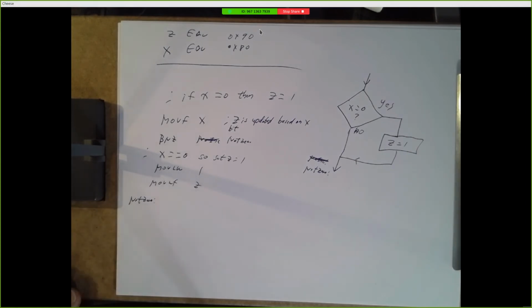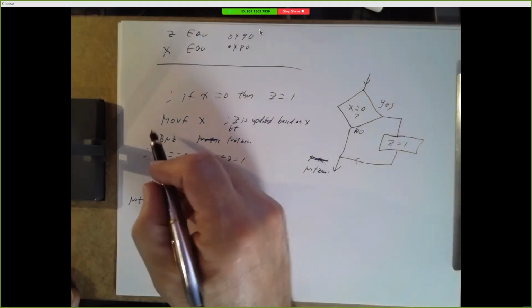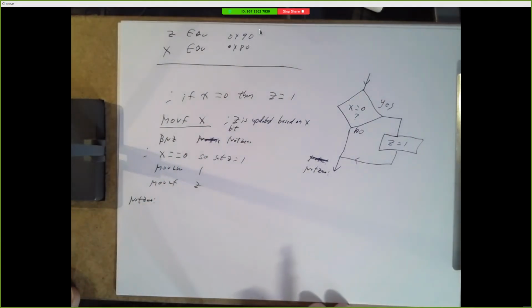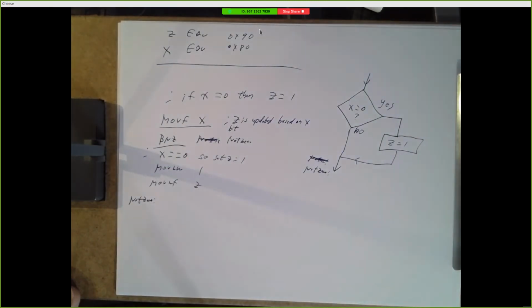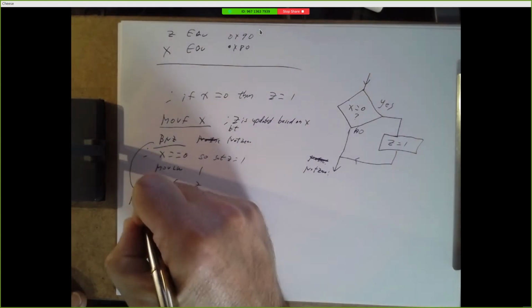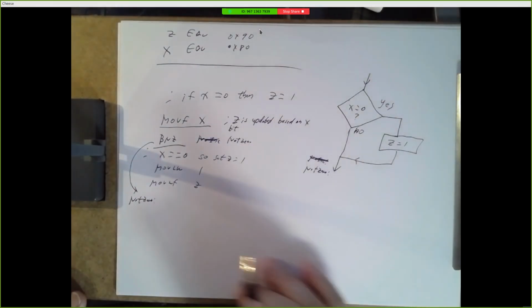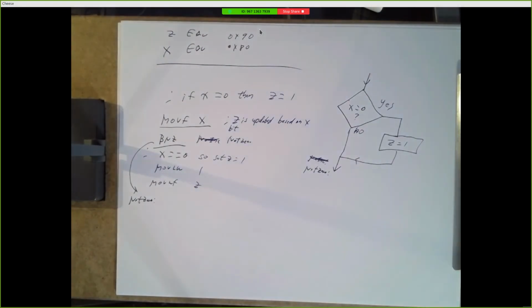And it's nothing you haven't already used, for at least a week or two. Move F is just copying X to itself, but setting the 0 bit. Branch if not 0 is really the magic, right? Which says if the last operation we did that touched the Z status bit resulted in a value that was not 0, then jump down here, right? Skip over this stuff. Otherwise, set Z equal to 1.